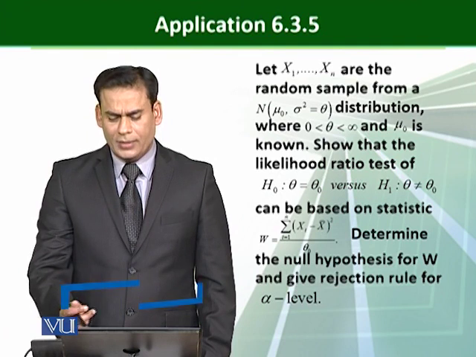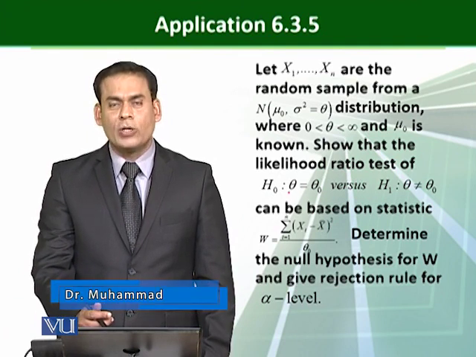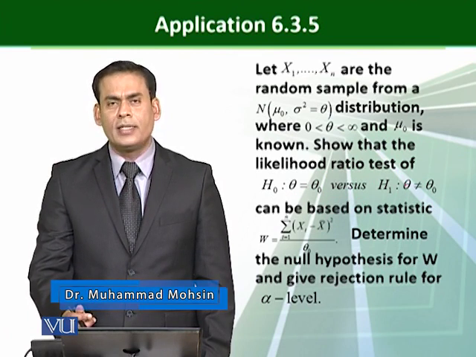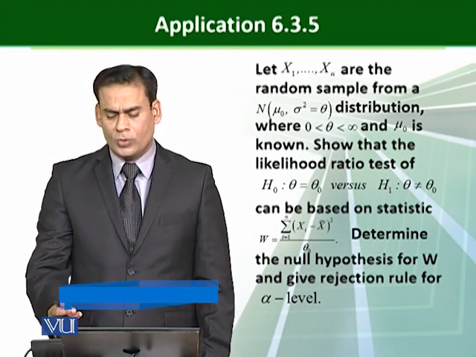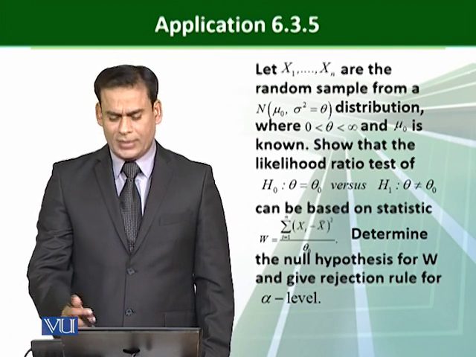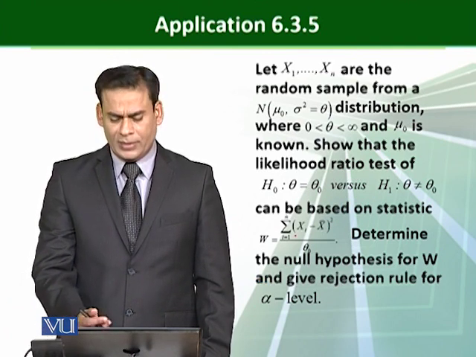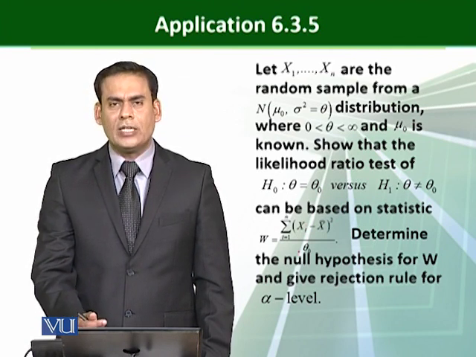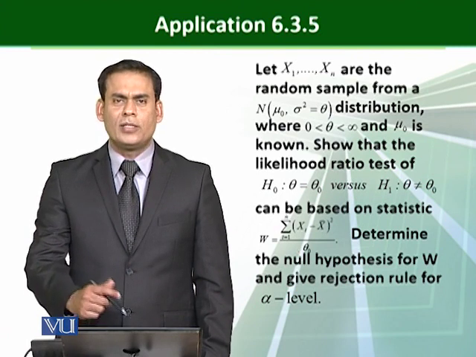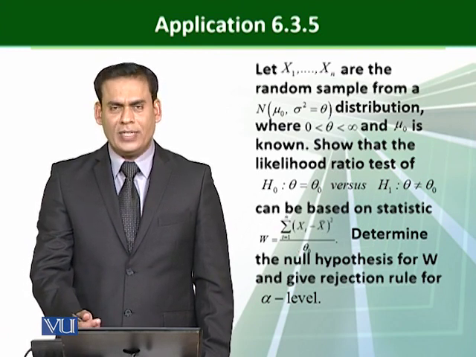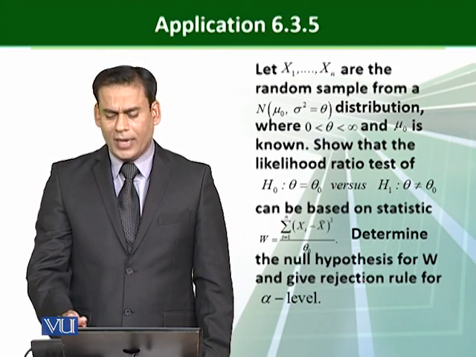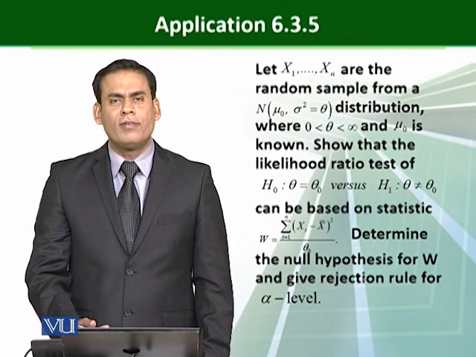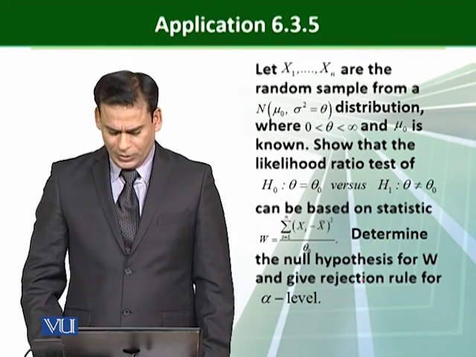So show that the likelihood ratio test of theta equal to theta naught versus the alternative hypothesis theta not equal to theta naught can be based on the statistic W, defined as the sum of (Xi minus X bar) whole square divided by theta naught. This statistic is based on the null hypothesis, so that is why it is divided by theta naught. Determine the null distribution for W and give the rejection rule for alpha level. So how do we proceed for this one?